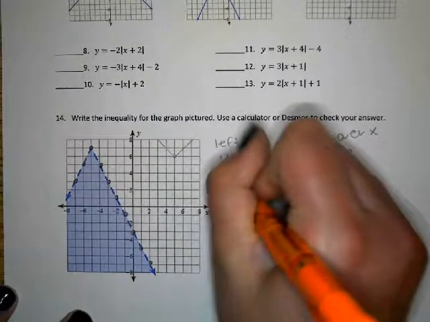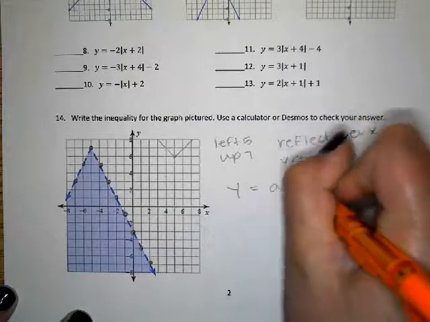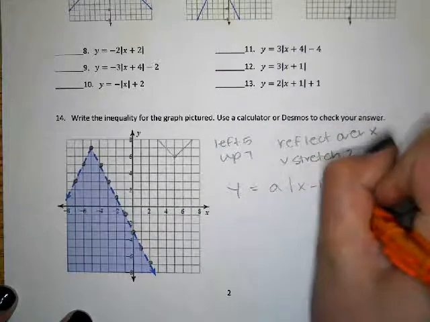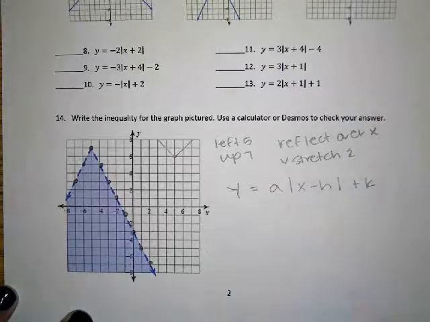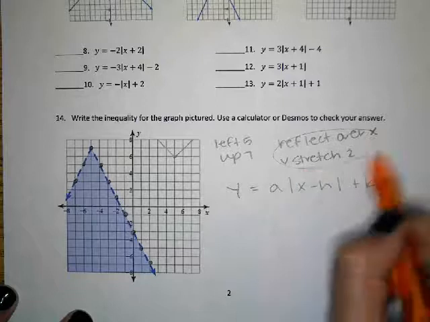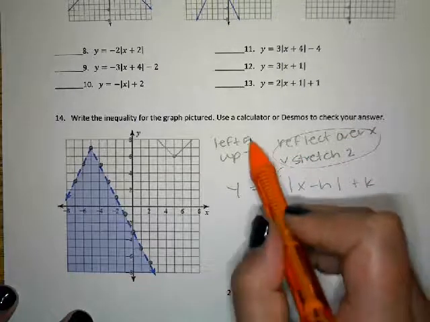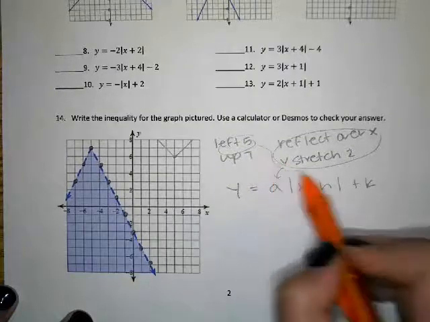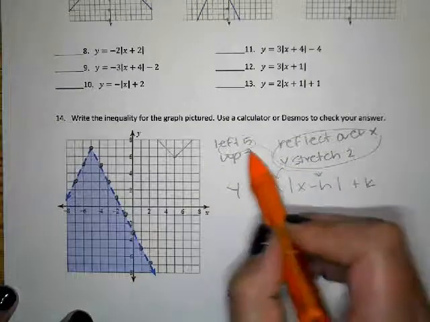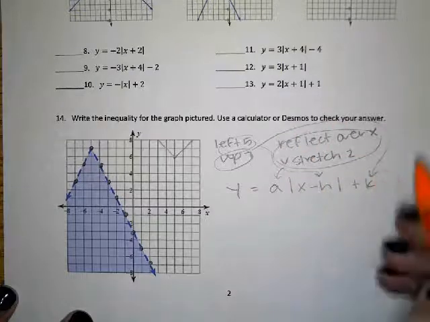So if I think about the way that these equations work, I know that the reflect over x and the vertical stretch belong right here. I know that the left 5 belongs right there. And then I know that the up 7 belongs over here.